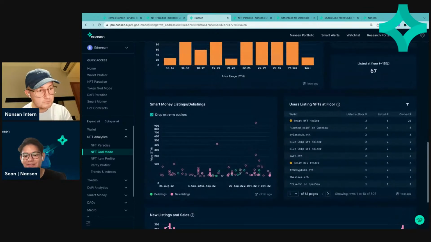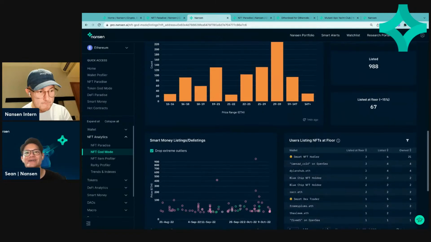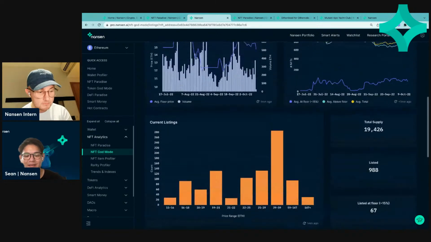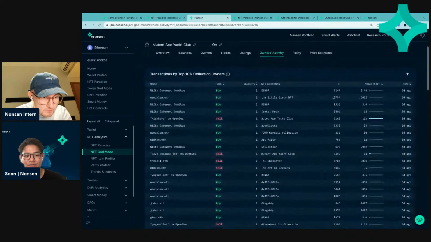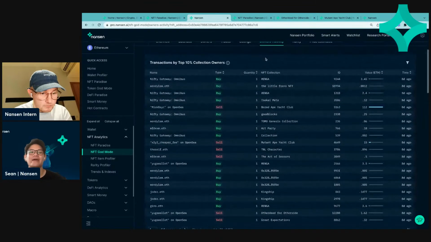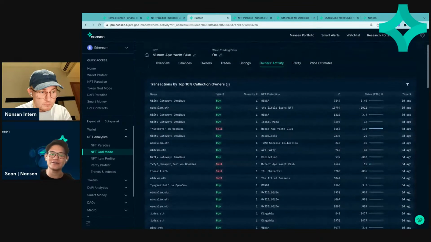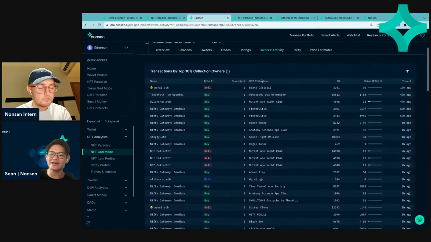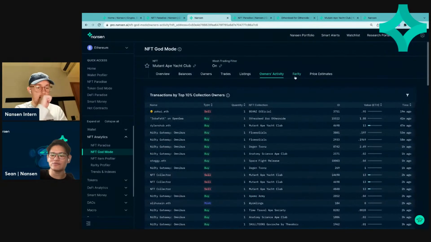If there are more listings happening, you sort of know that people are trying to get rid of a specific collection. The next one is owners activity, which is very good for discovery. Over here, you can see what owners of MAYC have traded or what they are involved in for other collections. So this is a good way to start discovery of other collections as well, right? So I won't dive too much into this.